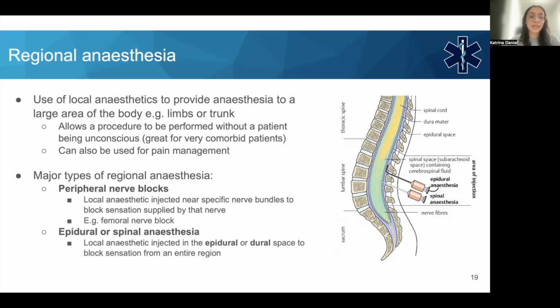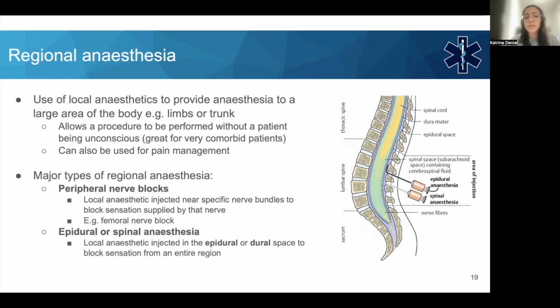And even if you're still going to do a GA, the anaesthetists can use a regional technique, like a spinal, for example, before the procedure, such that the patient will have good pain relief for up to 24 hours after the surgery. So it's really good.